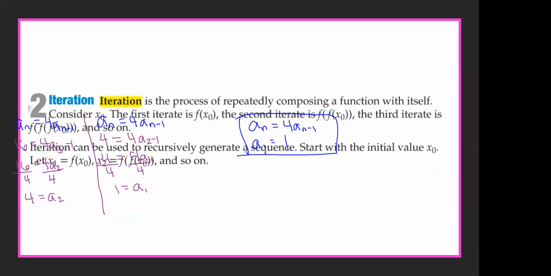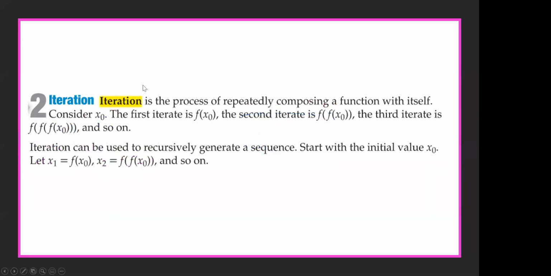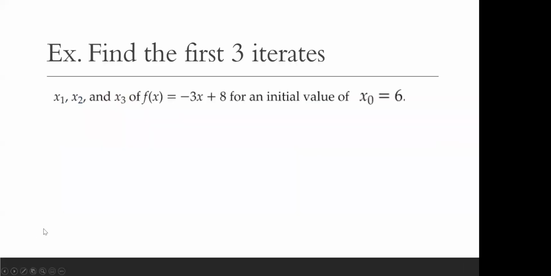All right. So iteration. Iteration is a process of repeatedly composing a function with itself. So consider x sub 0. The first iterate is the function of x sub 0. The second iterate is the function of the first iterate. The third iterate is like that, and so on. So iteration can be used to recursively generate a sequence. You start with the initial value of x sub 0. And you would let x sub 1 equal the function of x sub 0, and so on, okay?